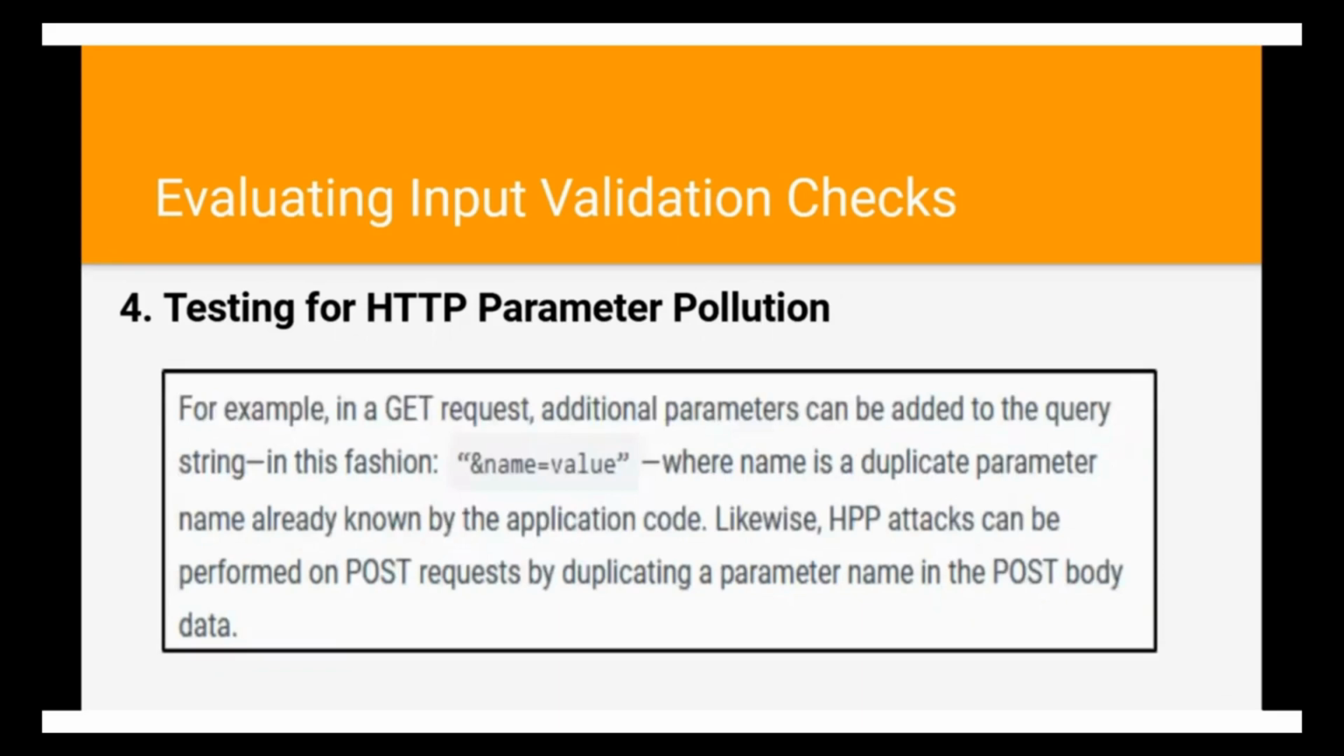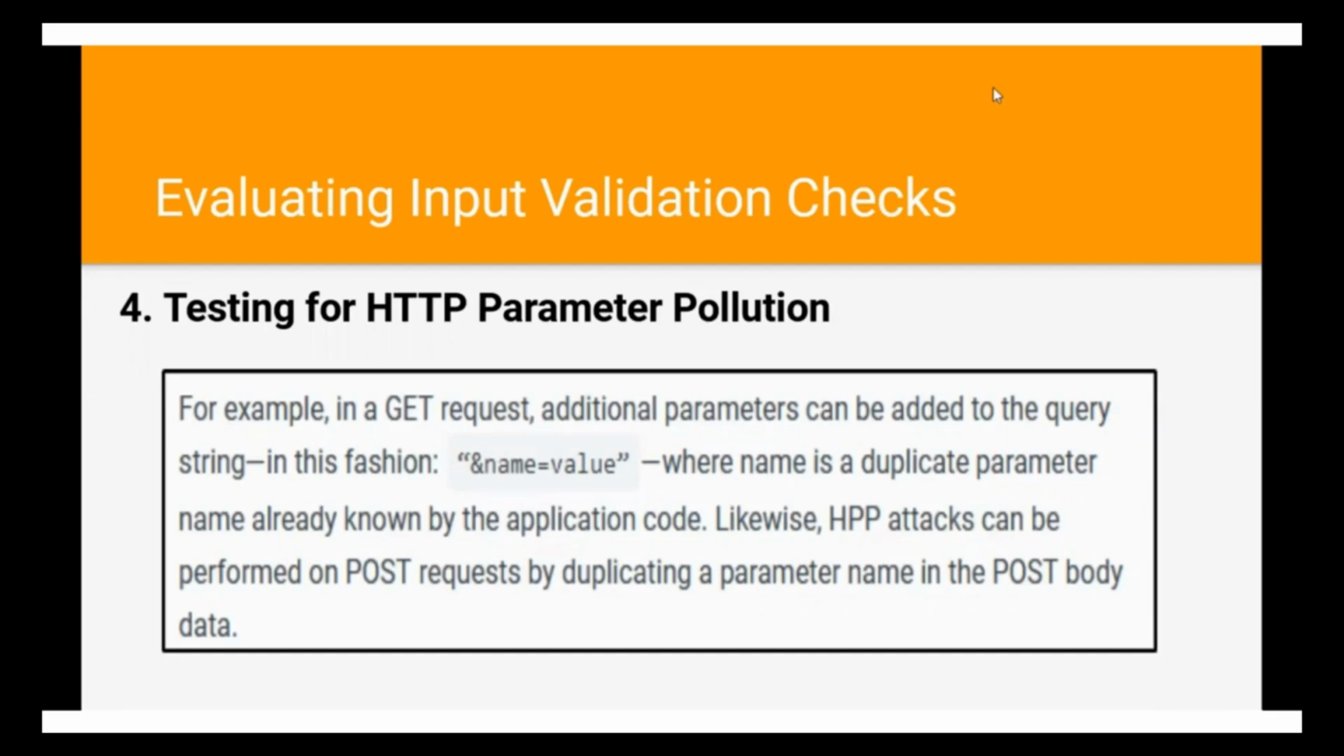For example, in a GET request, we can add an additional query. If a name-related query is already added, you can add another name equal to some other value. In short, you can add a duplicate parameter with a name already known by the application code. Likewise, HTTP parameter pollution can be performed on a POST request by duplicating the parameter name in the post body data.